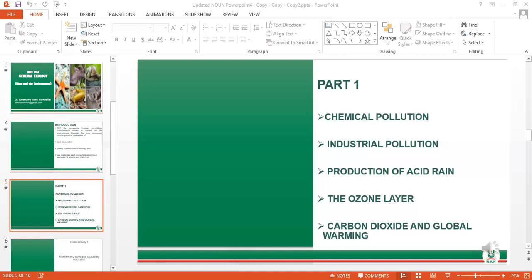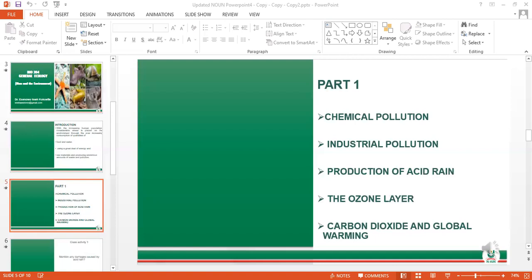It is noted that acid precipitation or acid rain destroys life. Thousands of lakes in Sweden and Norway no longer support fishes and other aquatic organisms. So it's quite devastating, this phenomenon. I will also look at the ozone layer.